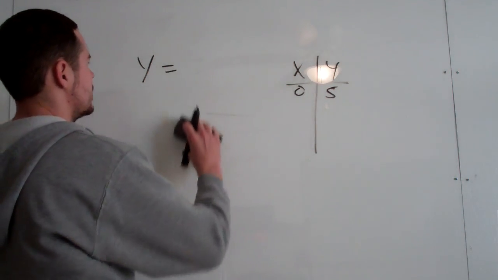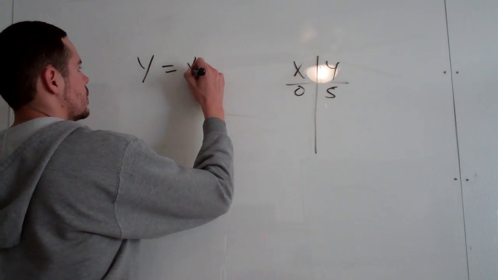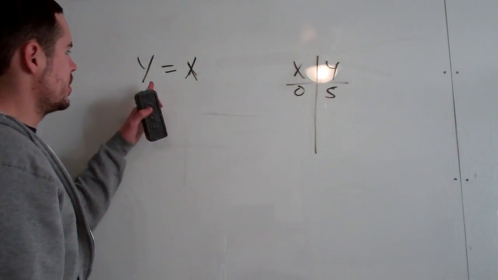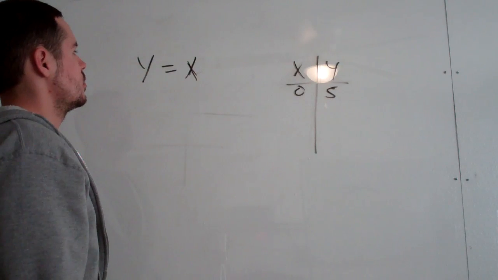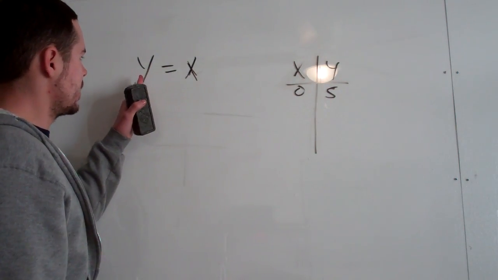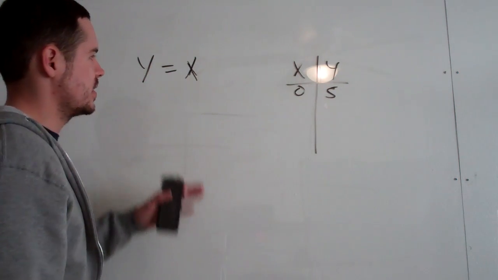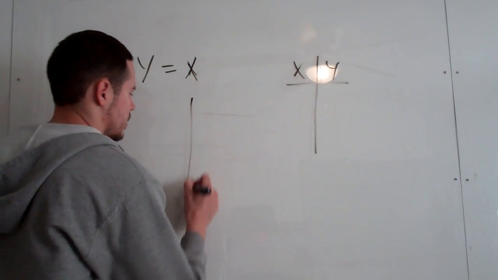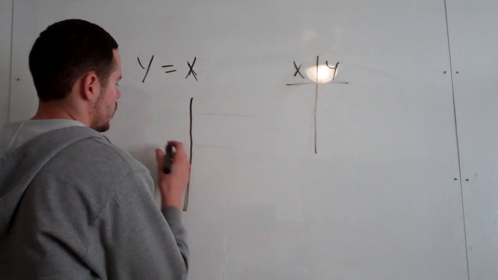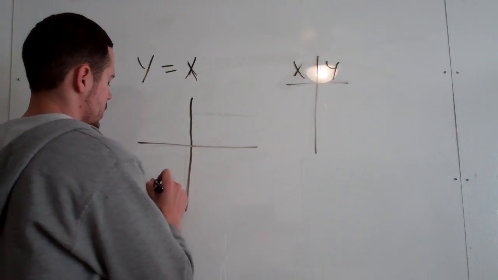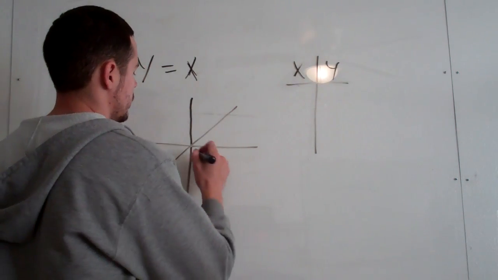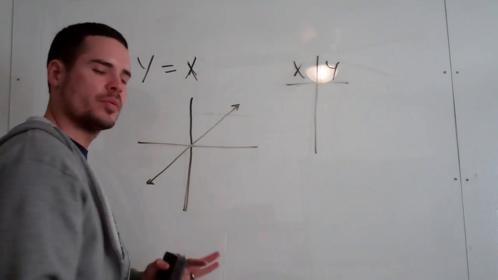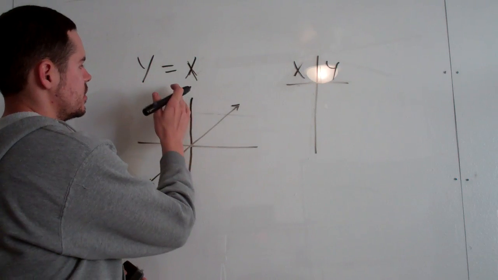Now let's say y is equal to x. Right away, when you see something like this, y is equal to x, all that means is that for any value that you plug in for x, y is going to equal the exact same thing. And I can tell you that the graph is going to look like this, okay? Just assume from here on out that this is the x-axis and this is the y-axis.